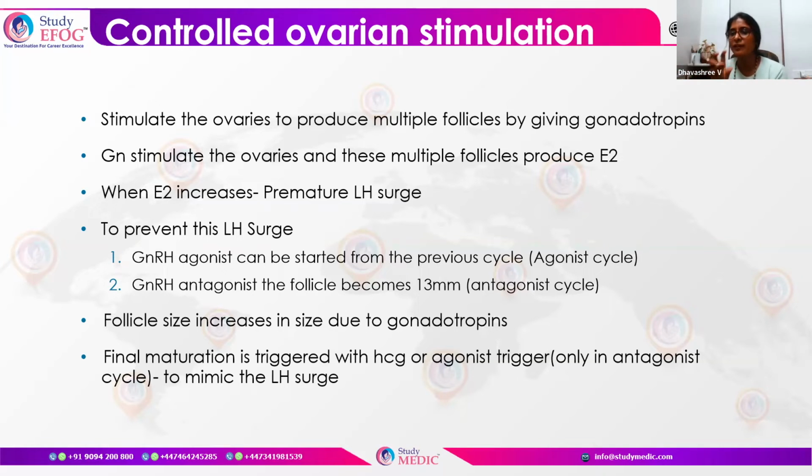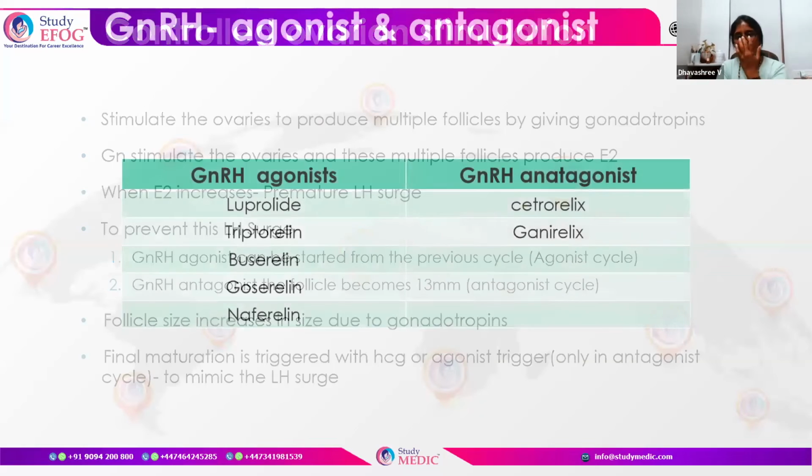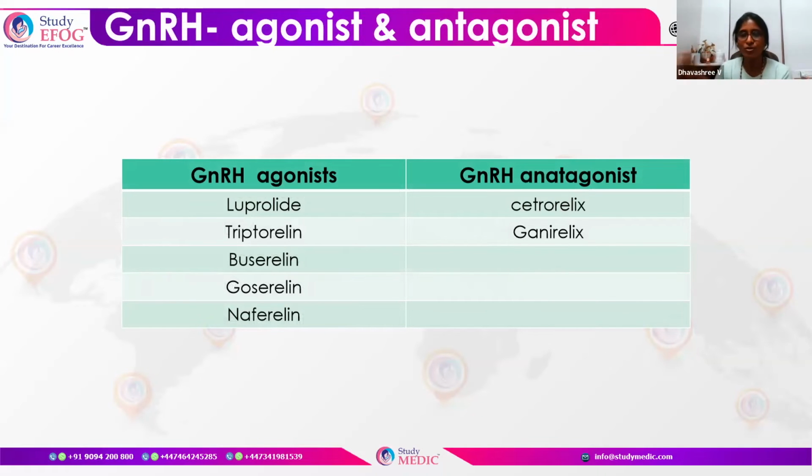So for the final maturation, though we have suppressed the LH, by giving either an agonist or an antagonist, we have caused an exogenous suppression. The suppression is given from outside, but again, this can be overcome by giving a trigger with HCG or an LH surge. Thereby, we can achieve a final maturation. I hope this is clear so far. So let me make it simple. Let me make it even clearer with a diagram. I'll show you in a diagram.